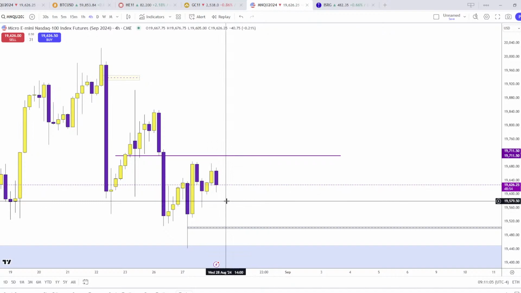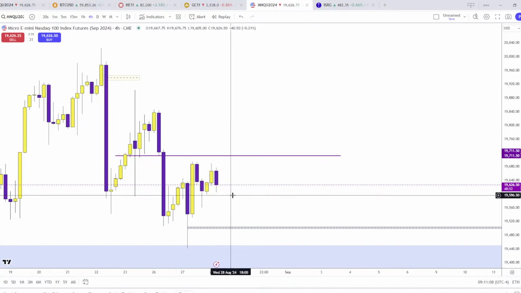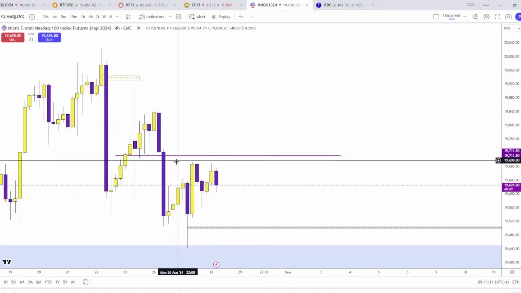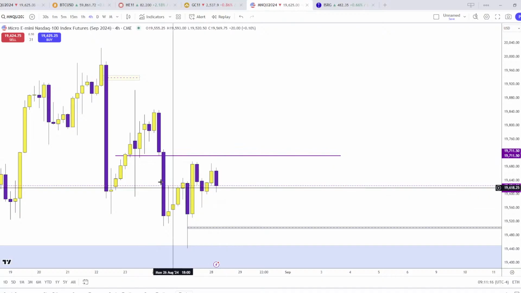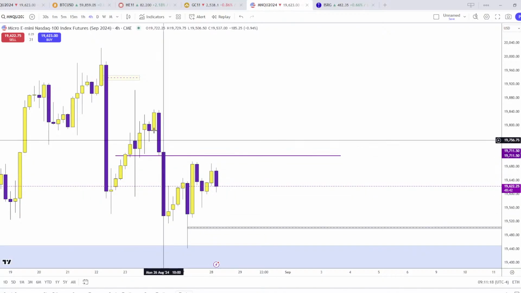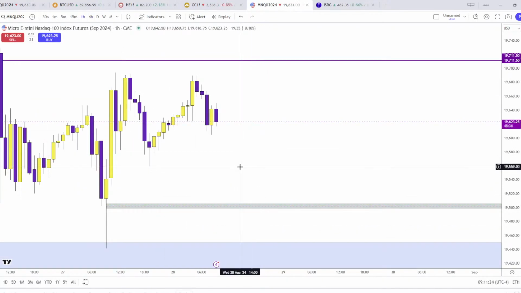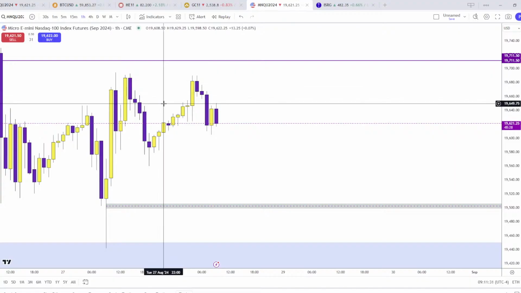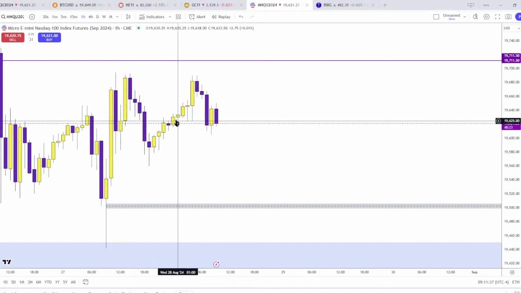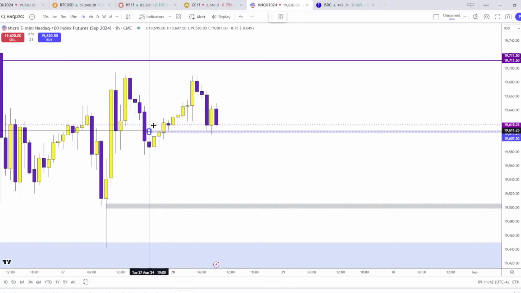I could see this running back up into here, filling this fair value gap, and either extending or reversing to go back down lower. Again, we don't want to see that one stay open. So right now on the 1 hour, kind of looking at this area right here.